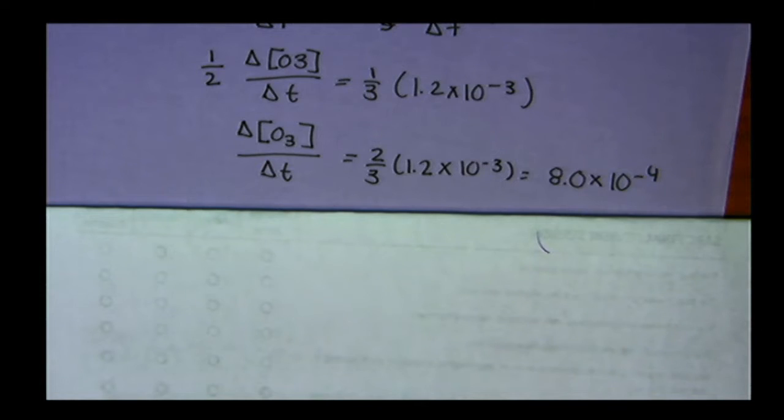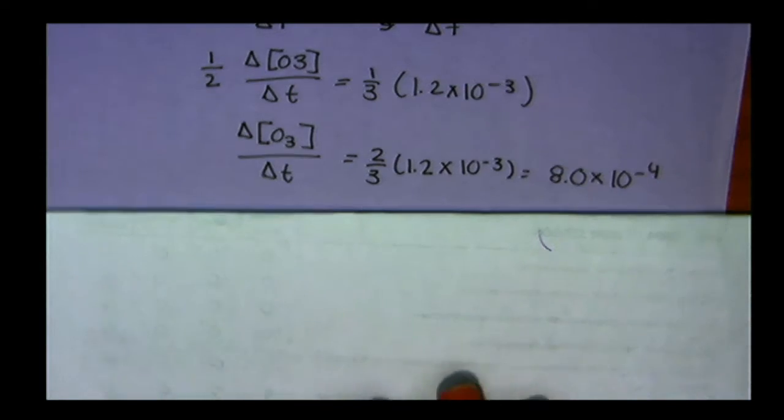So the key words for this one were disappearing and appearing. I know they're talking about the change in concentration and not the overall rate. So once I solve for change of O3 over time, I get an answer. And that answer should be one of the answers on there, hopefully, unless I'm wrong, which is a possibility.